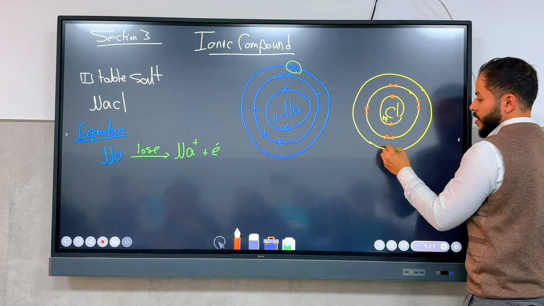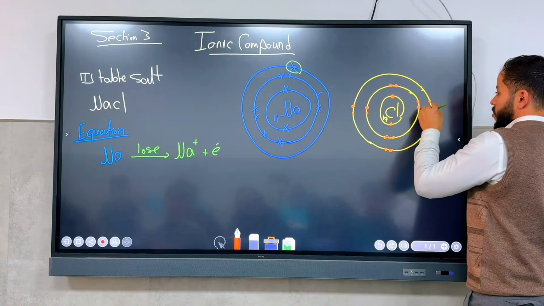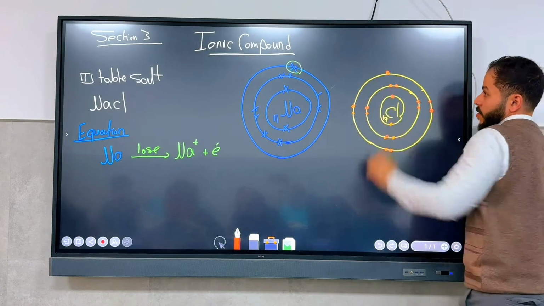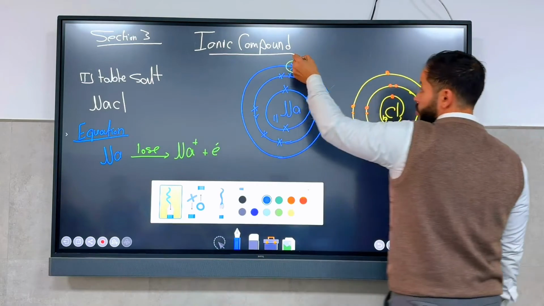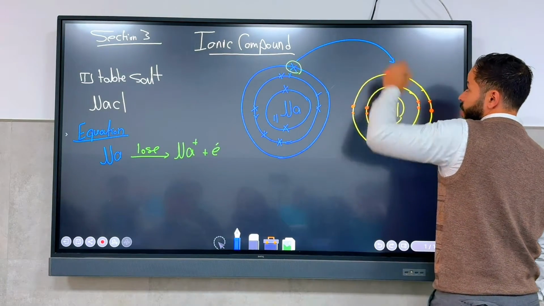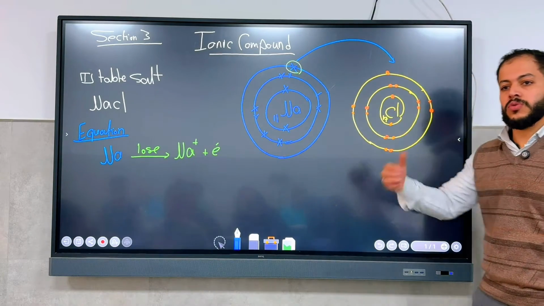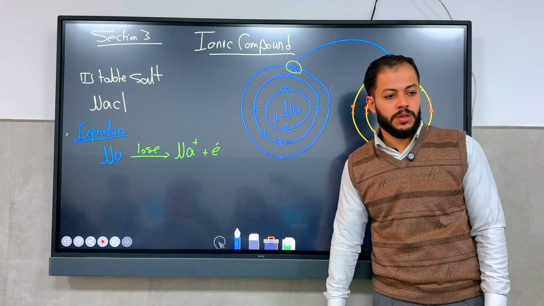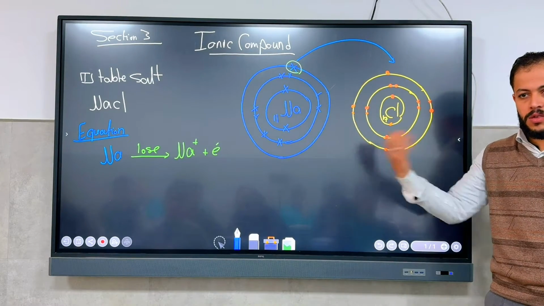Now here, how many electrons do we have? This is 6 dots, and here is the 7th dot. So this electron here, when it jumps from here to here, right? So this one, how many electrons does he need to reach the octet? He needs 1 electron to reach 8. So it's easiest to gain.